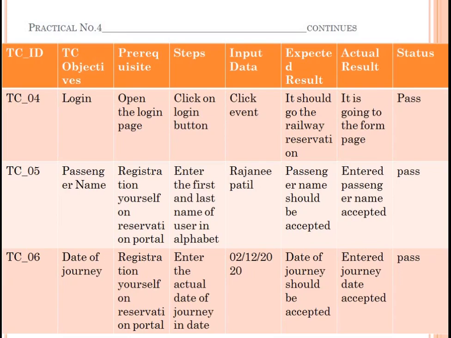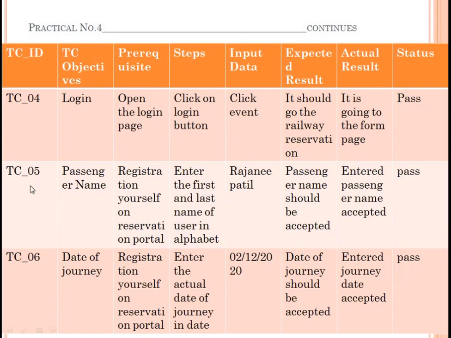Then the next test case is TC number 4, the login. The prerequisite is to open the login page. Then the step is to click on the login button. The input data is that a click event occurs. The expected result is that it should go to the railway reservation page. If you click on the login button, then a click event occurs, and the page should go to the next page, that is, the railway reservation page. If the actual result is that it is going to the form page, then the status is pass.